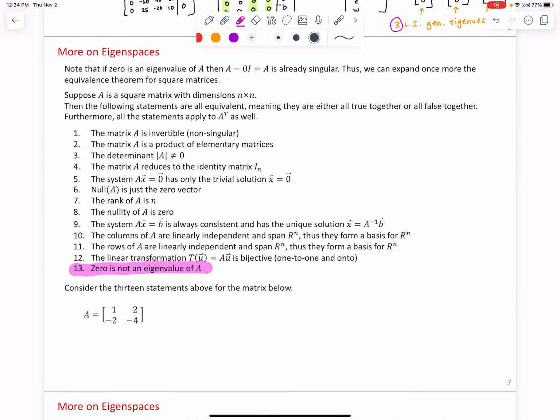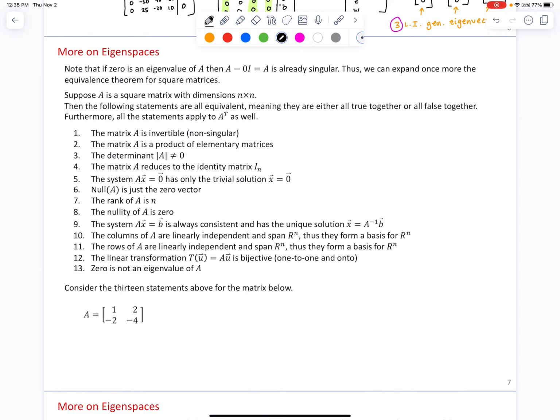So if a matrix is invertible, then 0 is not an eigenvalue of A. But if a matrix is singular or not invertible, then 0 will be at least one eigenvalue of A. So consider the 13 statements above for the matrix below. Now, I'm not going to analyze all 13 statements in light of this matrix, but I do want to connect the 13th statement to some of the others.